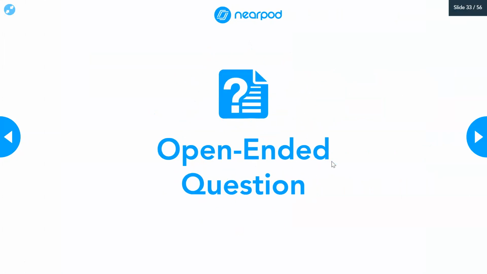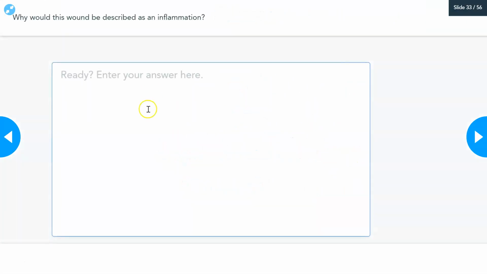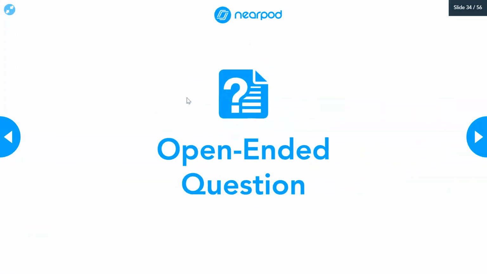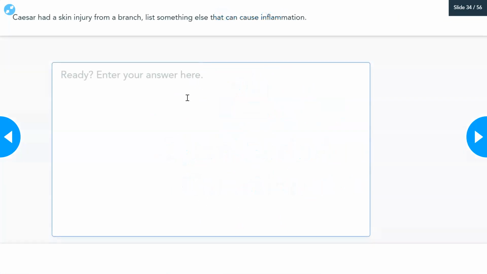So this is simply on what is inflammation. What are indicators of inflammation? You can list those in the Nearpod activity. Generally speaking, just think of a scratch or a bite that you've had. You should see some swelling, some redness, probably some pain, and some heat. Cesar had a skin injury from a branch. List something else that could cause inflammation. Just anything you can think of that can cause inflammation.